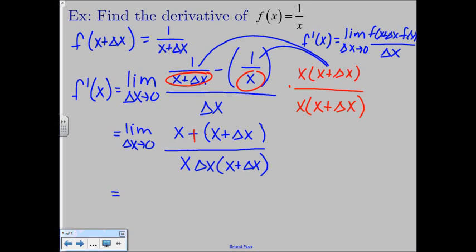So again, we're going to distribute our negative term right here. So this is going to make this a plus, minus, minus. Let's see what cancels. So now we have a positive x here and a negative x here. Those are going to cancel. So all we're going to be left with is the limit as delta x approaches 0 of negative delta x all over x times delta x. Should probably put in the multiplication sign there. And then times x plus delta x. So now we have a delta x left in the top and a delta x in the bottom. So we can cancel them out since it's just multiplication.